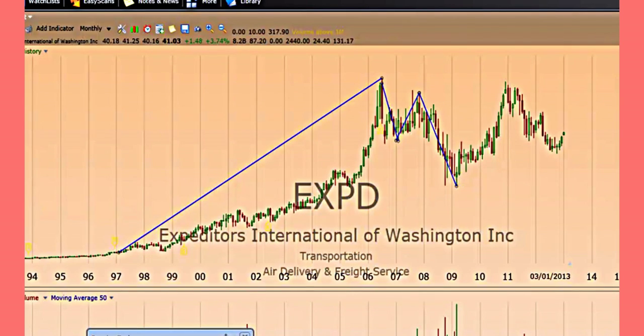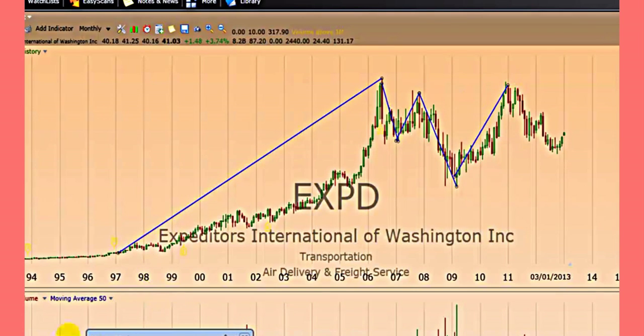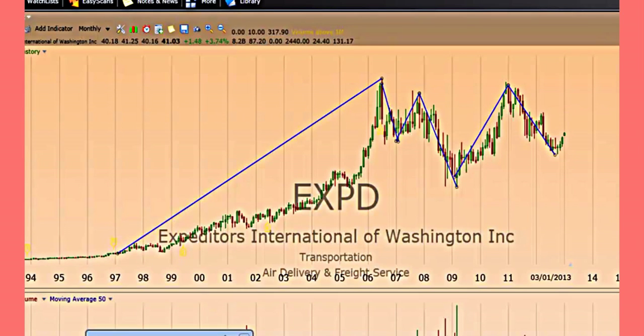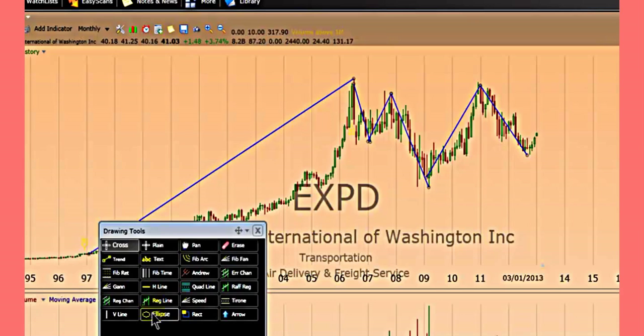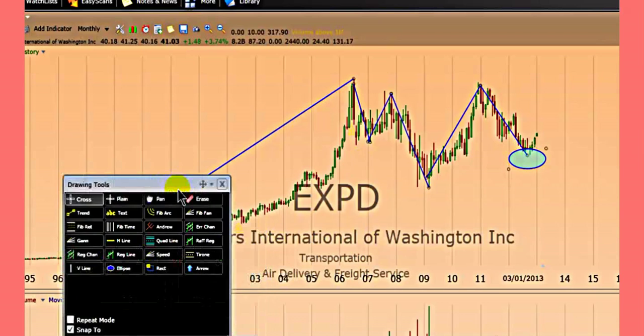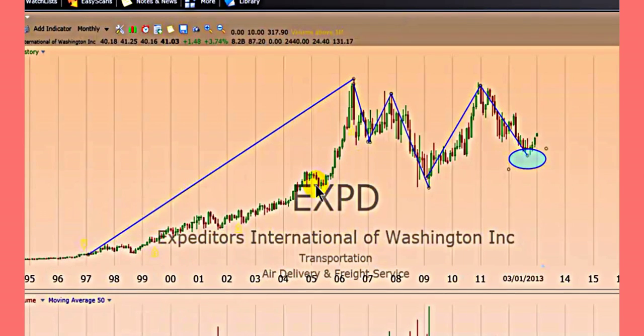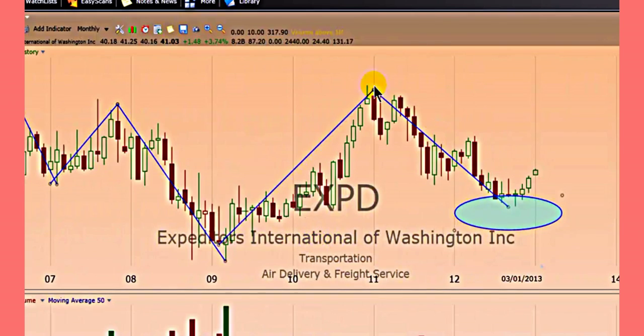Here we see that it went up to this level here. And here we can see that it went down, and right now the price is changing direction here on this monthly chart. So what I'm going to do is zoom into it. You can see that the price went down. Now it's changing direction here.